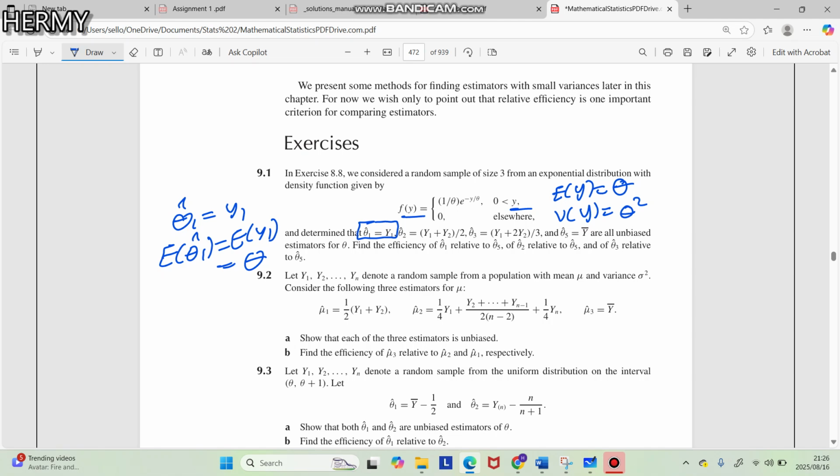Hence I'm saying identify the statement. Before you can answer the question, identify the statement so that you can know which one to substitute where. So let's do it like this.